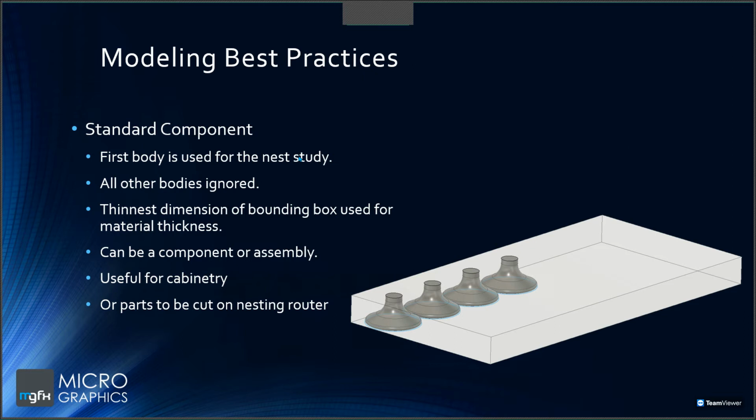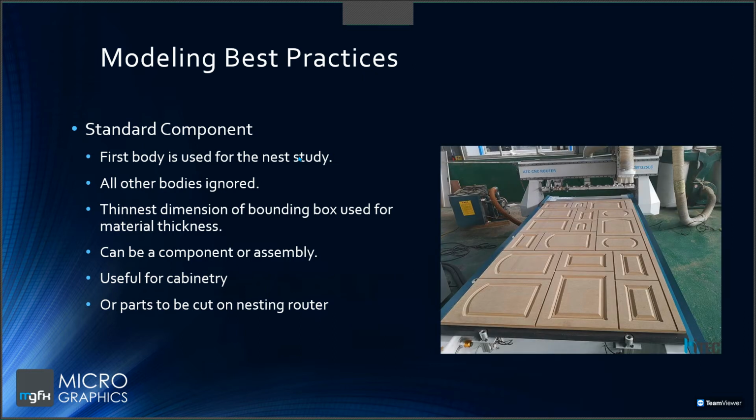Now you might ask yourself, how is this useful? The parts that I have shown there wouldn't really work very well in a nest to be cut on, let's say, a laser or plasma cutter. But if you're working in the cabinetry industry, or an industry doing 3-axis machining on large flat boards, then this is quite useful. In the image on the right, it shows doors for a kitchen cabinet being nested onto what we would call a nesting router.